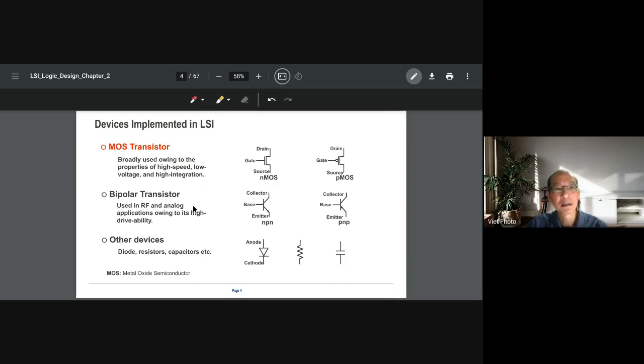Then there's the bipolar transistor. The purpose of the MOS transistor is low leakage and low power consumption. But when you need to do a power amplifier or something that needs power, you cannot use it. Now they have MOS to do power too, but it's still not as good as the bipolar transistor. Then you have those discrete devices like diodes, resistors, capacitors, and so on.